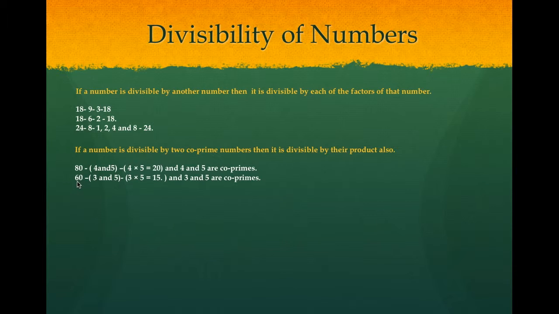In another example, 60 can be divided by 3 and 5, and 3 and 5 are also co-prime numbers. Therefore the product of 3 and 5, 15, is also a factor of 60.